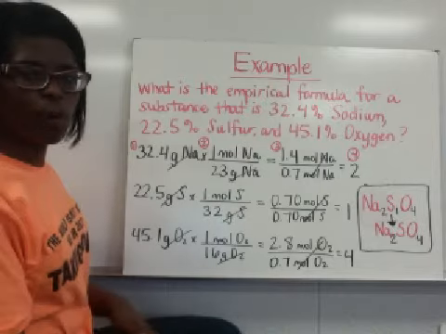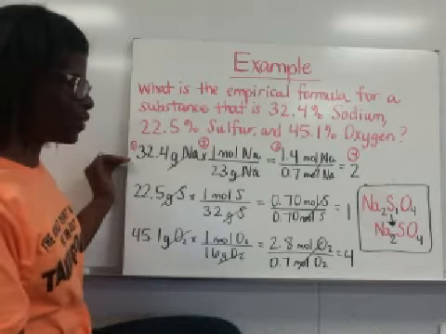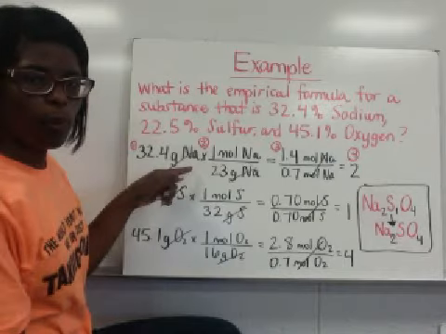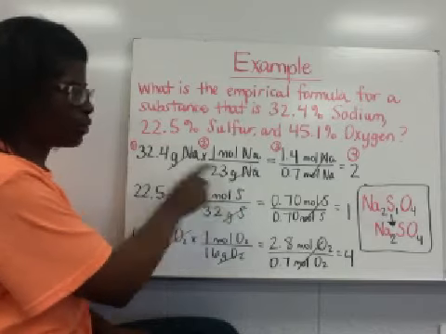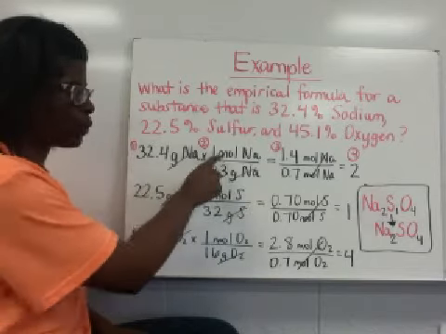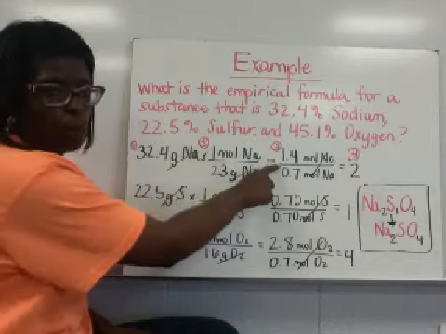Step 2 is my mole conversions. So I set each problem up with a given. I'm going to multiply by 1 for the numerator and divide by the molar mass at the bottom. So the mass of sodium is 23 grams, and grams is going to cancel. 32.4 times 1 divided by 23 gives you 1.4 moles.